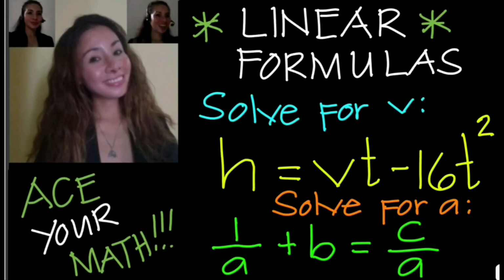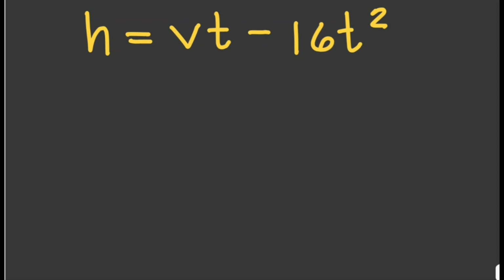In this video, we will solve linear formulas for a given variable. Solving formulas is much like solving general linear equations. The only difference is we will have several variables in the problem and we will be attempting to solve for one specific variable. Say for example, we're given this formula h equals vt minus 16t squared.